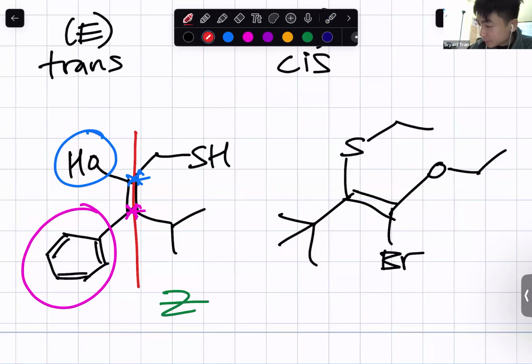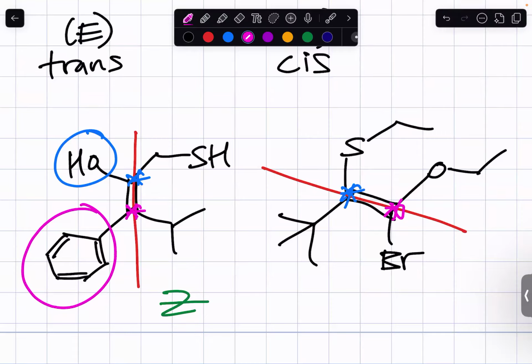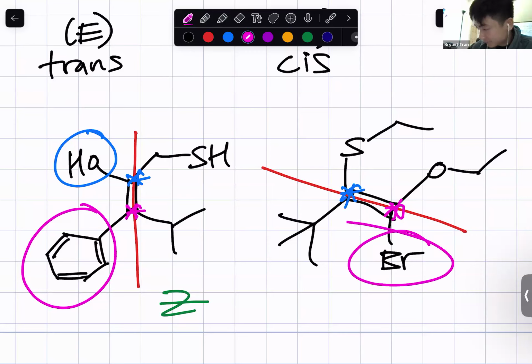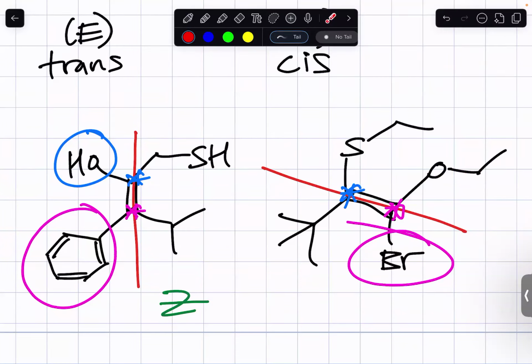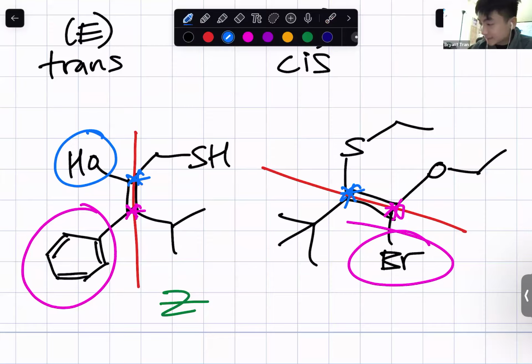Okay, let's try out this one here now. Say this is the blue carbon. This is the pink carbon. Tell me what is the higher priority group for the blue carbon and the pink carbon? For the pink carbon, it's the bromine, number one, and the oxygen number two. Yes. Oxygen is number two, but we won't take a look at that oxygen because we're only worried about the highest priority groups on the pink carbon and the blue carbon, and then look at the relationship between those two highest priority groups, right? And for the other one it's the sulfur. Yes, correct.